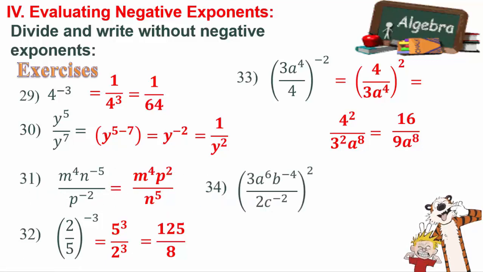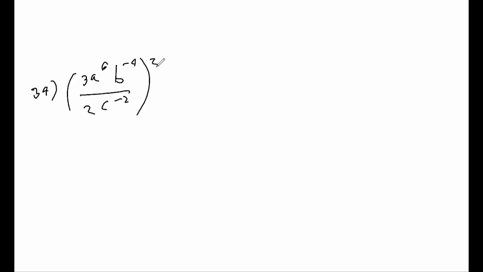In number 34, I have this, and again, what I'm going to do is work this particular example out on the whiteboard to show you how it could be done. In example number 34, we have 3a to the 6th b to the negative 4 over 2c to the negative 2, and all of this is to the second power.